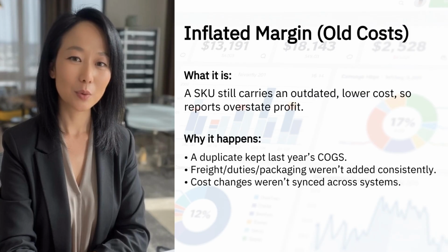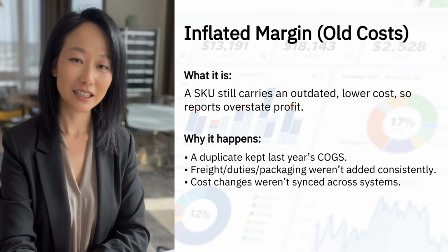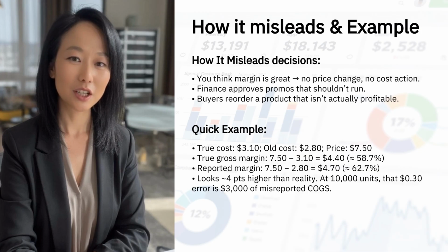When a SKU retains an old lower cost or excludes freight, duties, and packaging, reported margins inflate. On paper, you look more profitable, but cash says otherwise. This often comes from duplicates, incomplete landed costs, or cost changes that never synced across systems. Inflated margin convinces teams to keep prices or run promos that shouldn't exist.